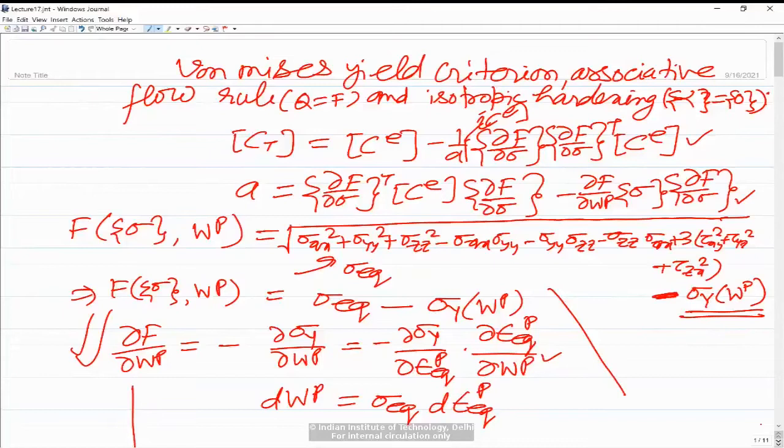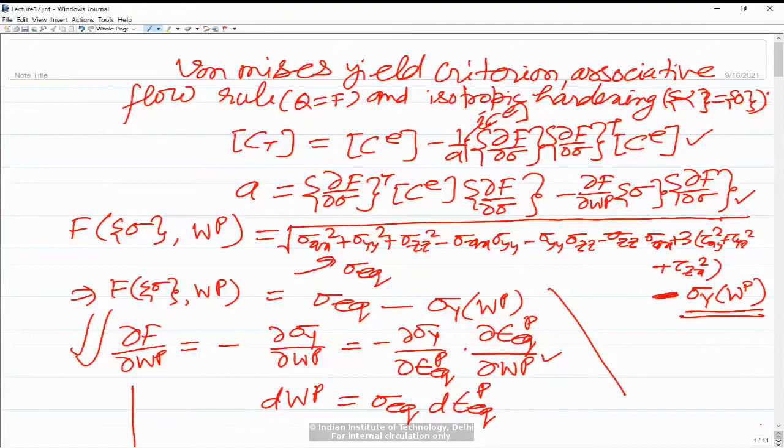Any other question? Sir, suppose we have a non-associative flow rule. For an associative flow rule, CT is symmetric, behaving in a similar manner as CE, which is symmetric like in an isotropic material. No, CE is always symmetric in any material, whether isotropic or anisotropic. But then we will have Q over here, and those would be different, so overall it will become unsymmetric.